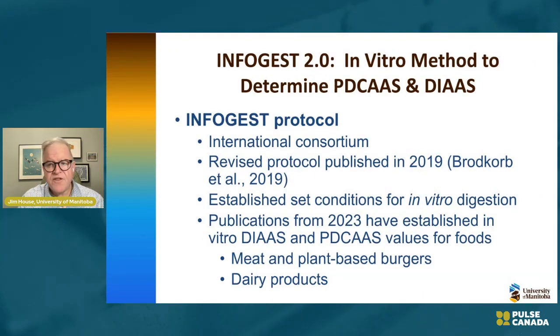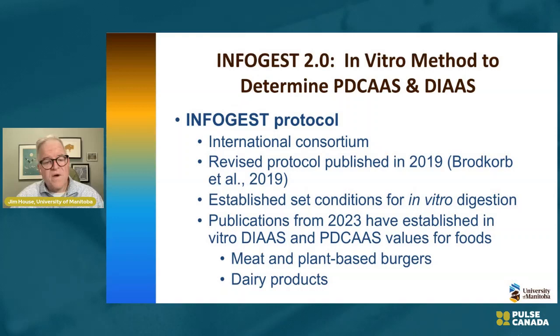Finally, I'll turn attention to the last example that I'll be providing today, which is the INFOGEST protocol. Now, INFOGEST is an international consortium based in Europe that was established to standardize in vitro conditions. There have been a number of publications, but the most recent is from 2019 by Brodkorb et al. This INFOGEST protocol standardizes the activity of the enzymes and the digestion conditions. But INFOGEST by itself is really just the digestion. It doesn't tell you about what's happening to protein or to amino acids. It's really establishing the conditions for in vitro digestions.